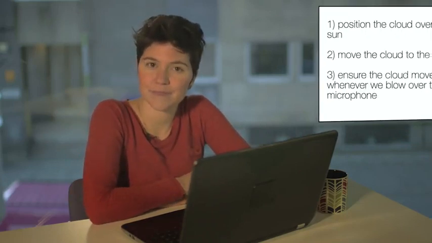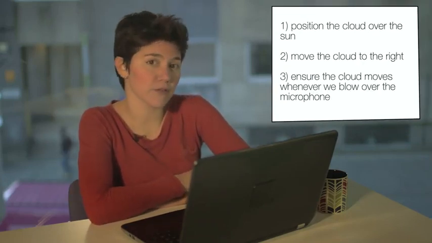We'll now program the algorithm for the cloud. We want the cloud to initially be over the sun, so it's hiding it, and whenever we blow over the microphone, to move the cloud away from the sun, towards the right. Let's break this program into 3 parts. We'll start with the first part of the program.